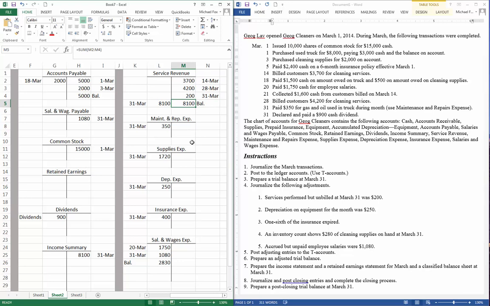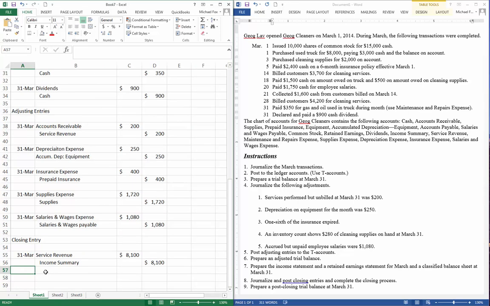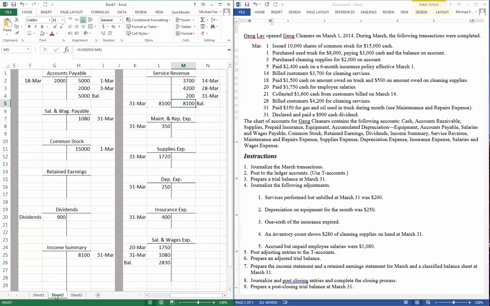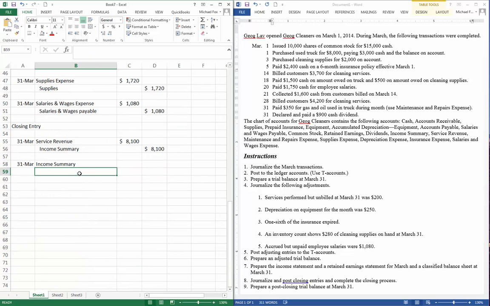And I have to do that for each of these temporary accounts. So I'm going to do one big entry here for all of my expense accounts. It's going to have income summary on the debit side, and it's going to have each of the expense accounts on the credit side. So we'll have salary and wage expense, insurance expense, supplies expense, all of those expenses. So I'll just go ahead and enter them.